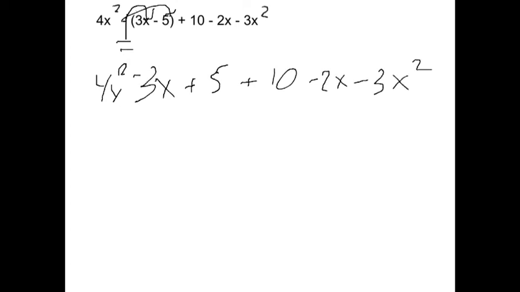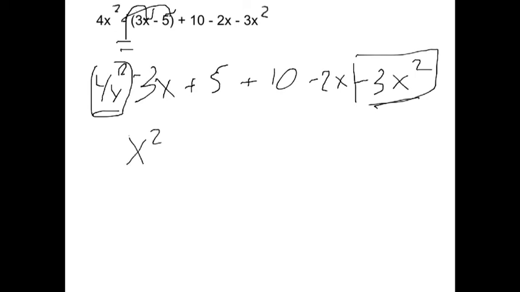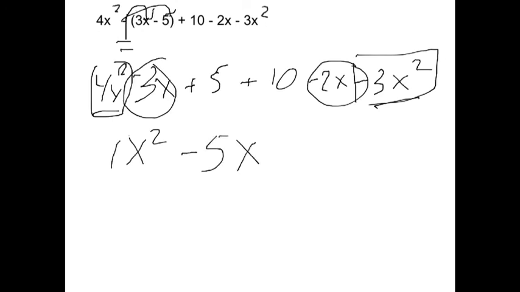Combine like terms. Let's do the squareds first. 4x squared minus 3x squared gives me x squared or 1x squared. Your choice whether you put the 1 there. Negative 3x, negative 2x gives me negative 5x. And then a plus 5 and a plus 10 get me plus 15. So x squared or 1x squared minus 5x plus 15.